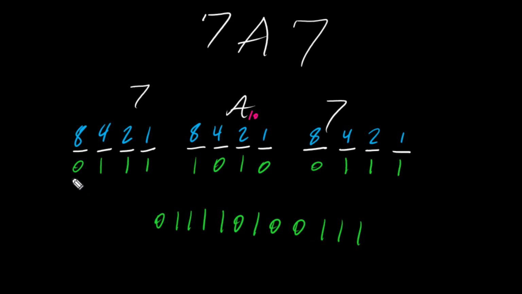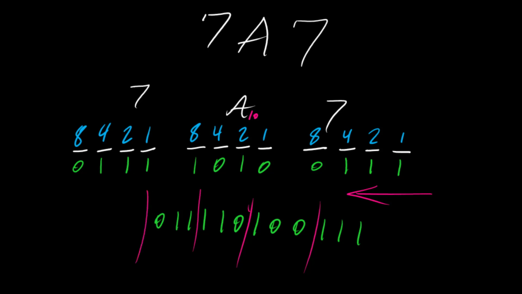Double checking quickly: 0 1 1 1, 1 0 1 0, 0 1 1 1. Next step, we have to count right to left every 3 and separate, because we are going to an octal number. Any octal digit has 3 bits. Let's count right to left: 1, 2, 3, separate, and so on for four groups.